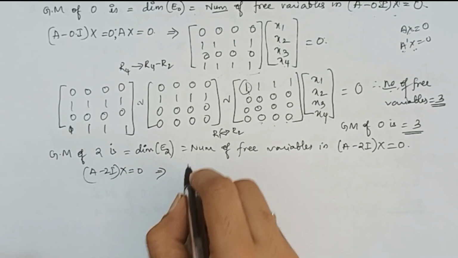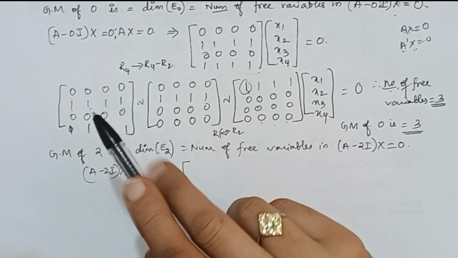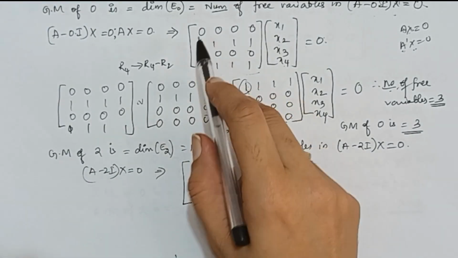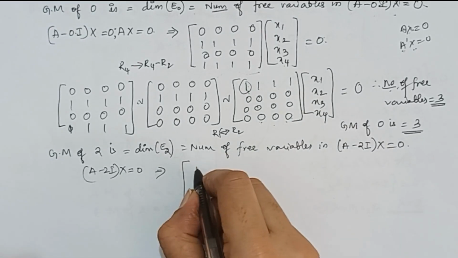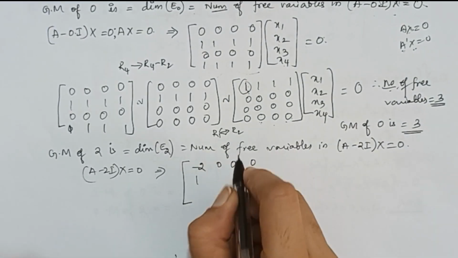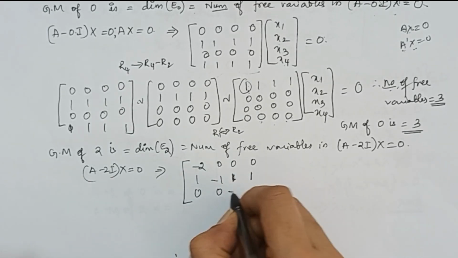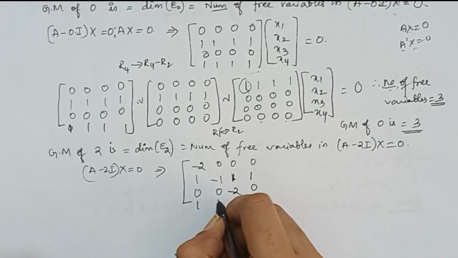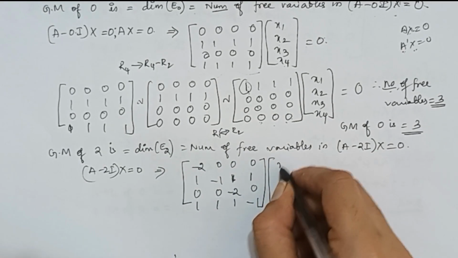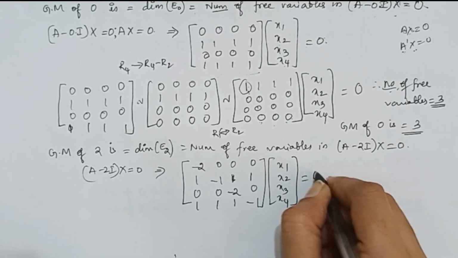Let us write this first, A minus 2I. From the matrix A, you have to subtract 2I. So from the diagonal elements, you subtract 2. The rest all remain the same. So minus 2, 0, 0, 0. 1, 1 minus 2 is minus 1, 1, 1. Then 0, 0, minus 2, 0. 1, 1, 1, 1 minus 2 is minus 1, into x1, x2, x3, x4, which is equal to 0.